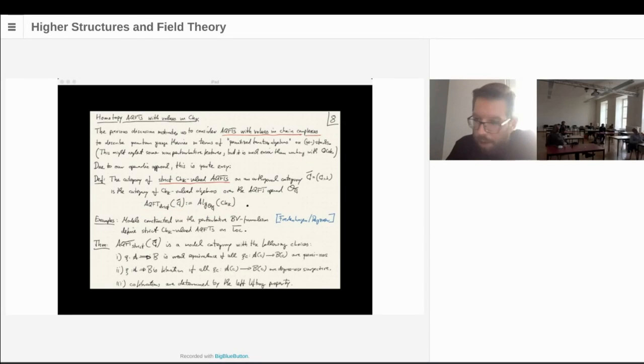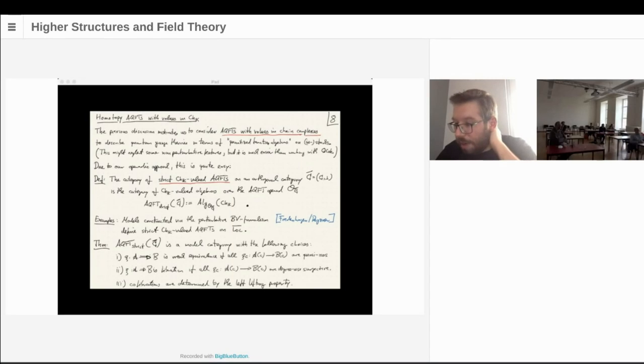Now there are plenty of models for that, plenty of examples. So all the models which Klaus and Kasia are constructing in this perturbative BV formalism define strict chain valued AQFTs in that sense on the category of Lorentzian spacetimes. Now, an important piece of information about this category is that this is a model category. So the strict AQFTs on every orthogonal category form a model category.